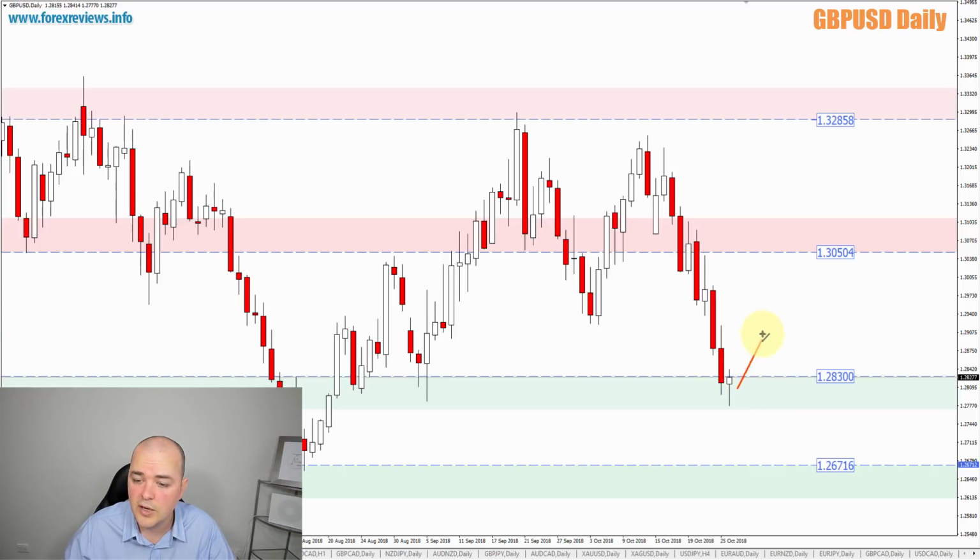Potentially a move all the way up to this previous low looking left, or all the way up to the 130.50 zone area to the upside. So overall on GBPUSD, holding the 128.30 zone area is a great area on this market to consider a potential bullish opportunity in this area, and look for a potential move to the upside from this important zone.